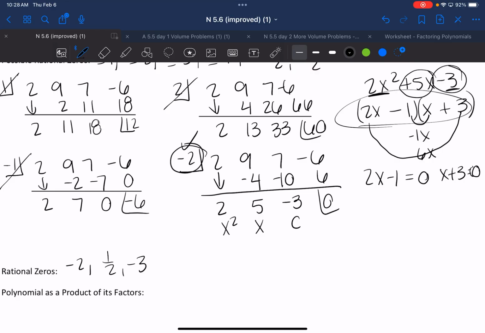And then it wants those as factors. Well, these two, we already know what those are. 2x minus 1 times x plus 3. And how do I write x minus 2 as a factor? How do I write minus 2 as a factor? x plus 2. There we go. All right.